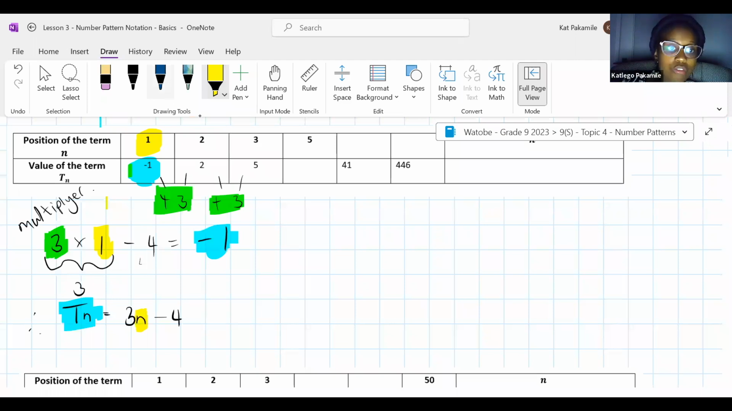So if you take Tn, let's take the one in position 2. Okay, let's take the one in position 3 because 2 is very messy because they're both 2. So in position 3, Tn is 5, right? So 5 has to equal 3, the 3 that's in the row, times 3 that's in the position, minus 4. Is 3 times 3 minus 4 equal to 5?